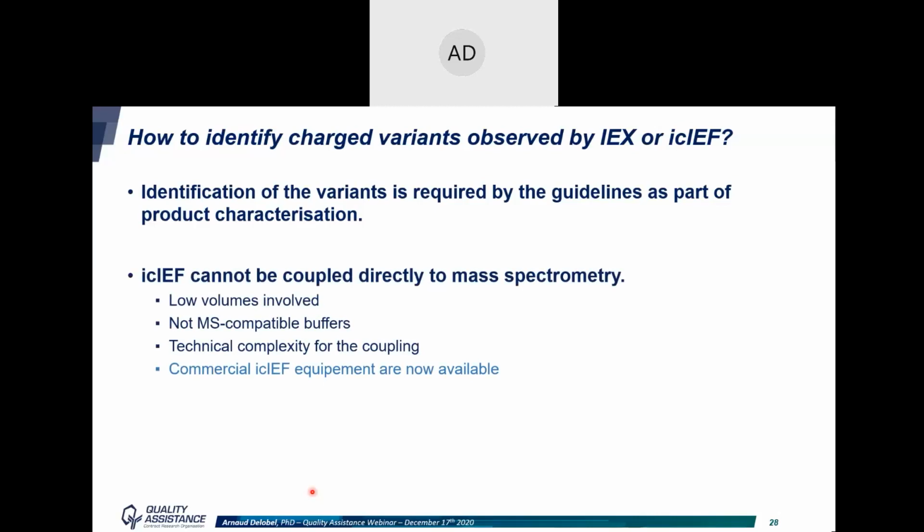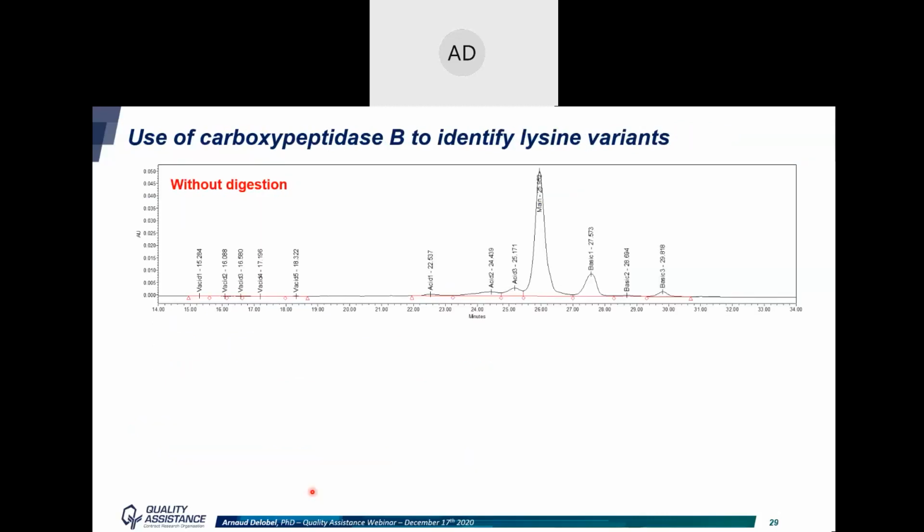So you may not be able to use exactly the same system for routine testing and for characterization, and so you may have some differences in your separations. If we have a look at ion exchange chromatography, the main drawback is that mobile phases are not MS compatible due to the salt content that you have in your mobile phases. So how can you identify those variants with the limitations that I have described here?